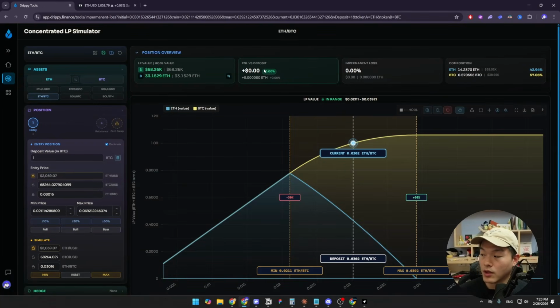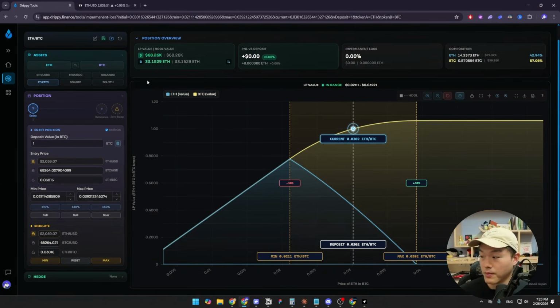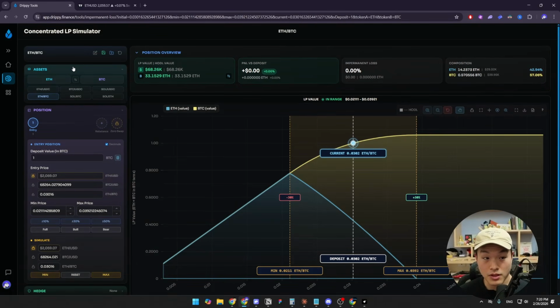So in this video, I want to show you guys how to use the Drippy tool to do a rebalance for a crypto to crypto pool. It depends on your goals and what you want to do with it, but let's run through it really quickly. So let's start with the position setup here.